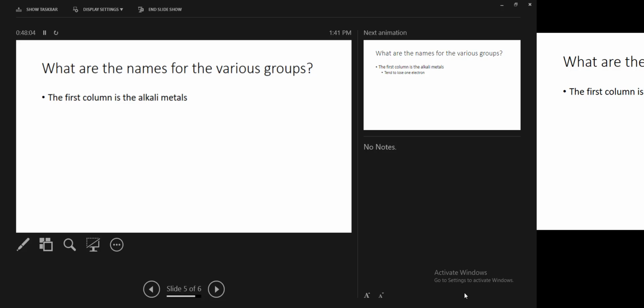Not looking at your periodic table, don't look. What is their electron configuration going to end in? S1. So what are all of them going to want to do? Get rid of that electron. These are going to tend to lose an electron.